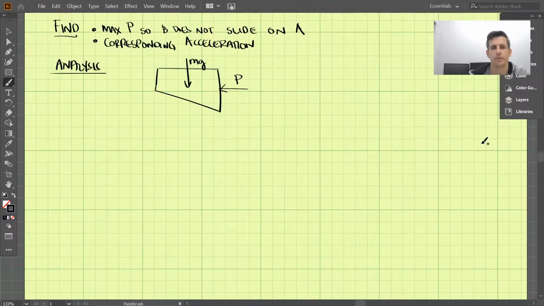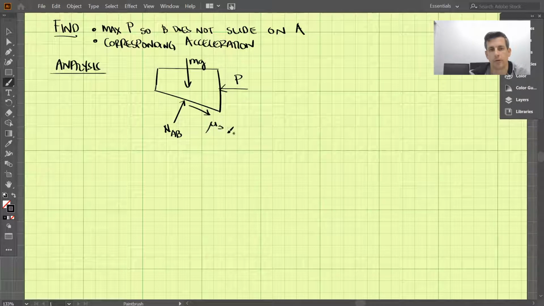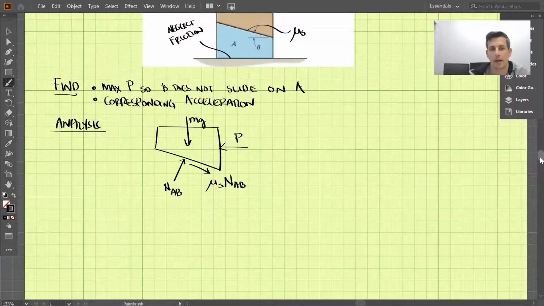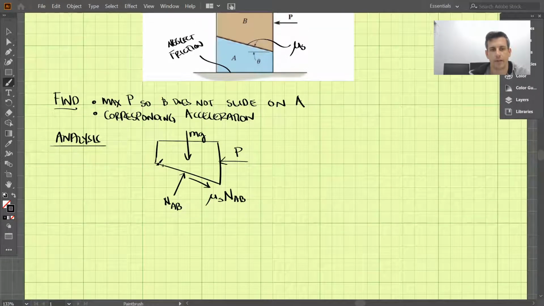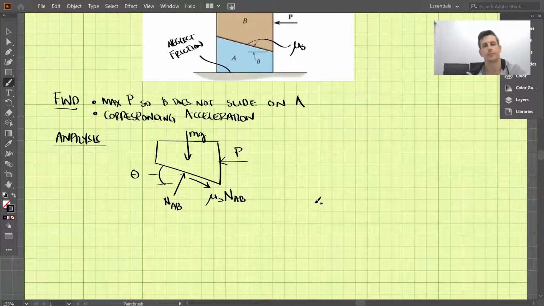Okay, so downward force of mg, and then we're going to have a normal force here, and we're going to call that normal force NAB. And then the frictional force is going to be this direction, and that is mu sub s times NAB. And remember, we have this angle here is theta, so from horizontal here, this angle is theta.